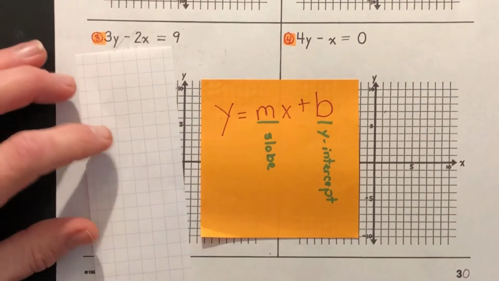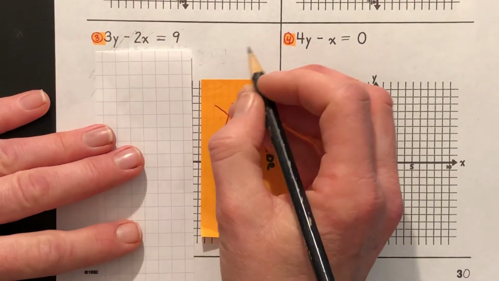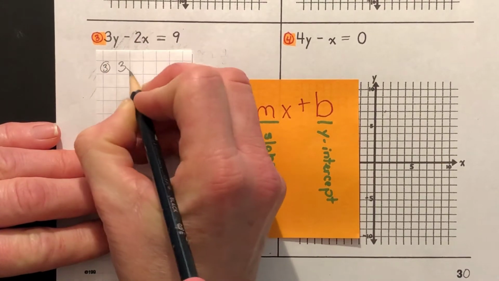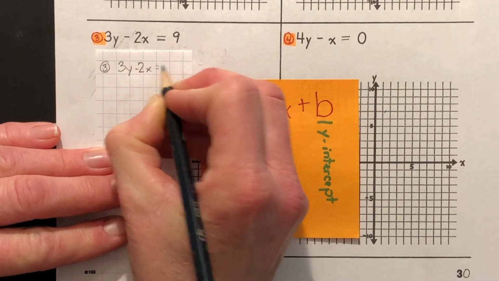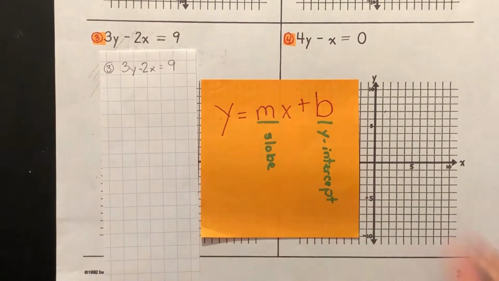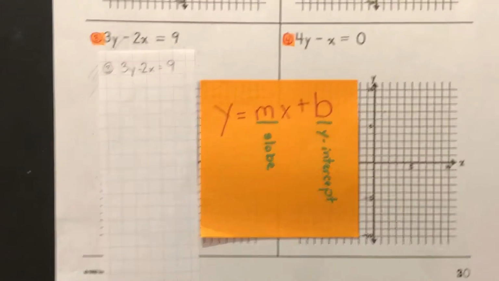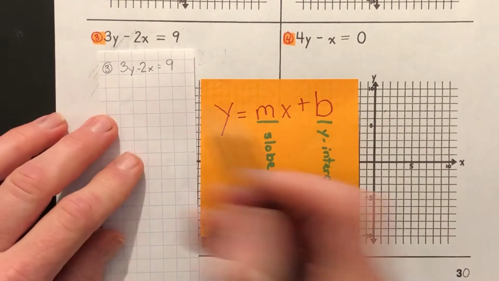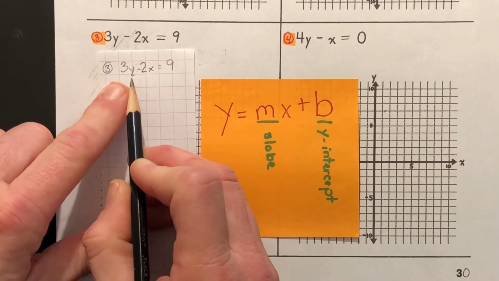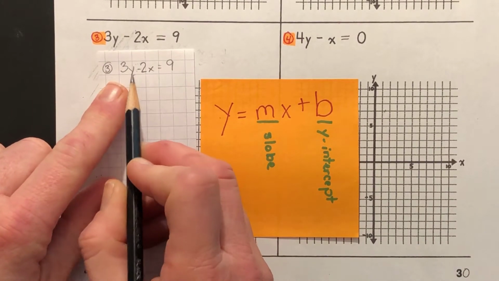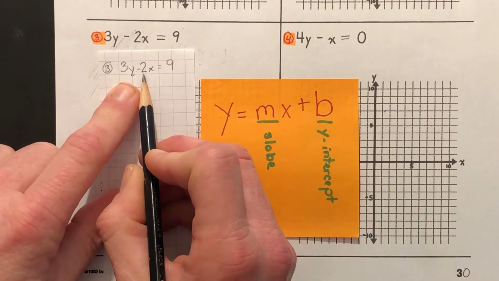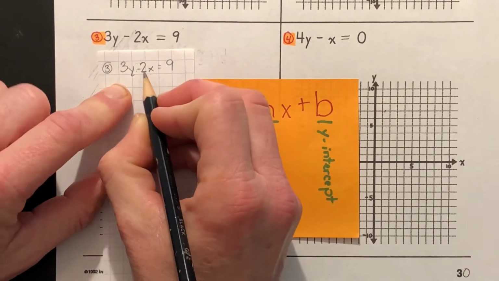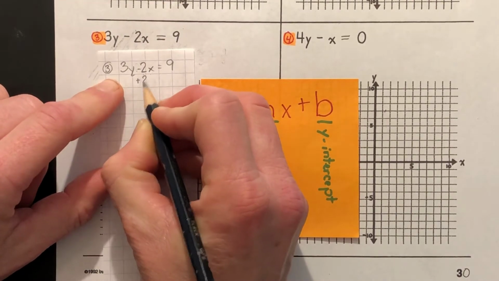I'm going to convert these into slope-intercept form. I will start by copying this equation. 3y minus 2x equals 9. I want to have the y term all by itself. The first thing I need to do is get anything else on the right side and the y on the left. Thankfully, the y is already on the left. But I've got an x on the left, and I don't want that there. So the opposite, we'll get rid of it. The opposite of negative 2x is positive 2x.